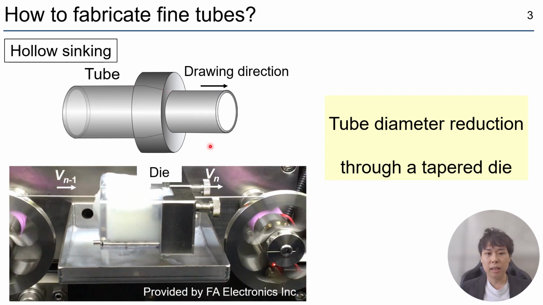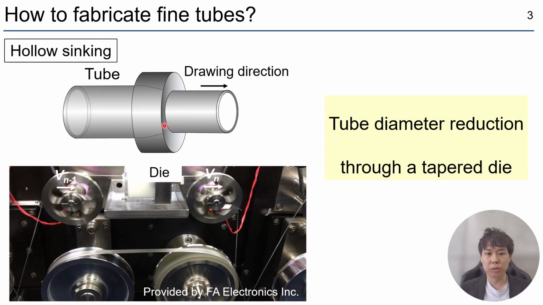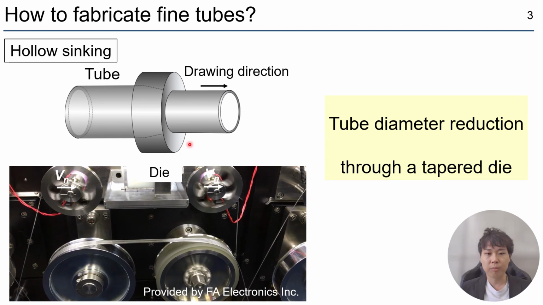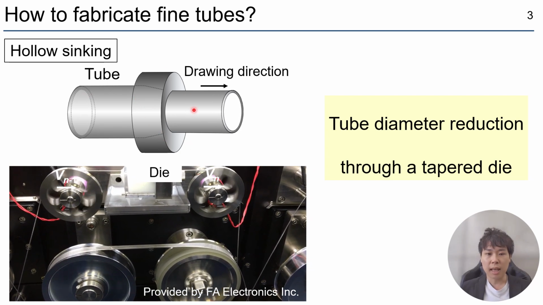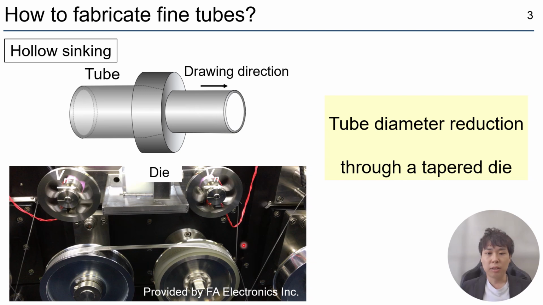The drawing die is a tapered tool used to reduce the tube diameter. In this process, the outer diameter of the tube decreases as it passes through the die. Many tubes are mass produced at high speed using this method, like in this movie.